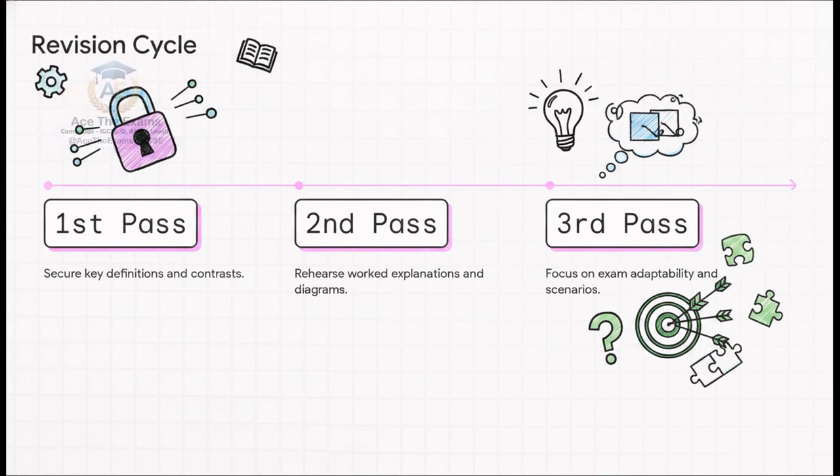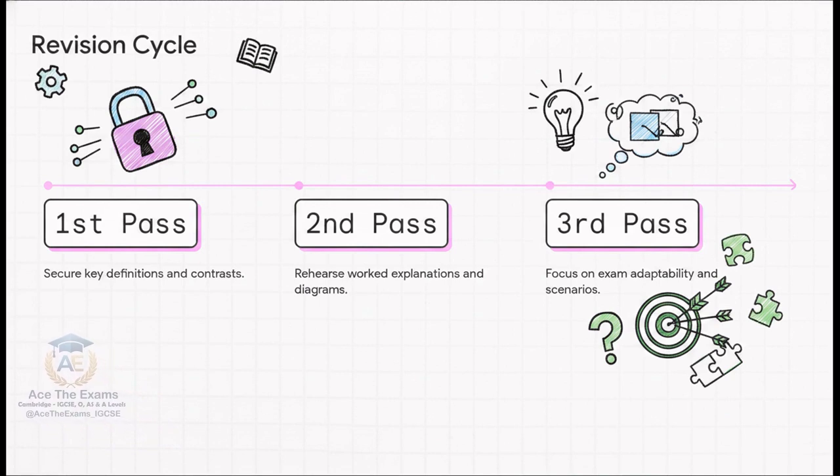In the second pass, you elevate. You actively rehearse worked explanations and sketch out diagrams. You practice explaining the difference between 8-bit and 16-bit color depth out loud. And then, in the third pass, you focus entirely on exam adaptability. This is where you challenge yourself, change the scenario, mix up similar terms, force yourself to justify your choices under a time constraint.